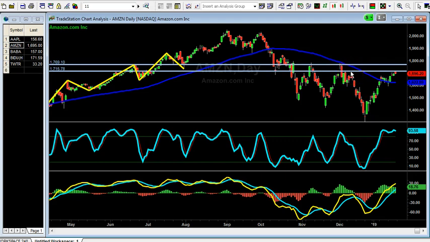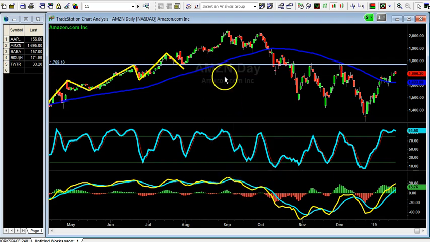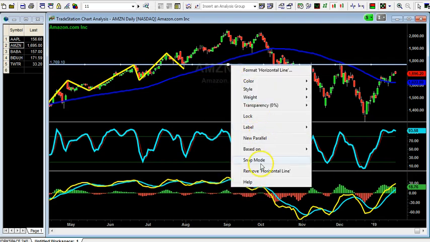I say this all the time, but what once was support in the future will serve as resistance. So when you see a support line where buyers came in, once you break that support line and go below it, oftentimes the price will test it as resistance. So we definitely need to pay attention to that going forward.